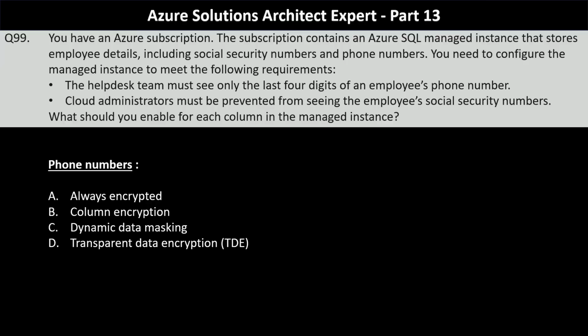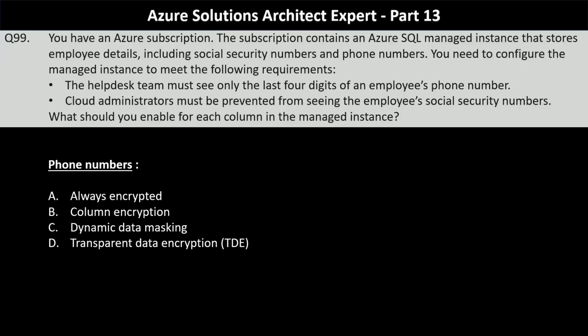You have an Azure subscription. The subscription contains an Azure SQL managed instance that stores employee details, including social security numbers and phone numbers. You need to configure the managed instance to meet the following requirements. The helpdesk team must see only the last four digits of an employee's phone number. Cloud administrators must be prevented from seeing the employee's social security numbers. What should you enable for each column in the managed instance?